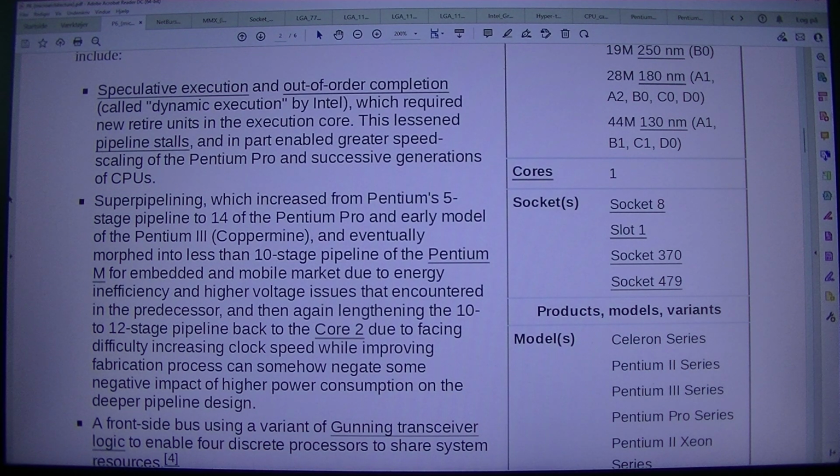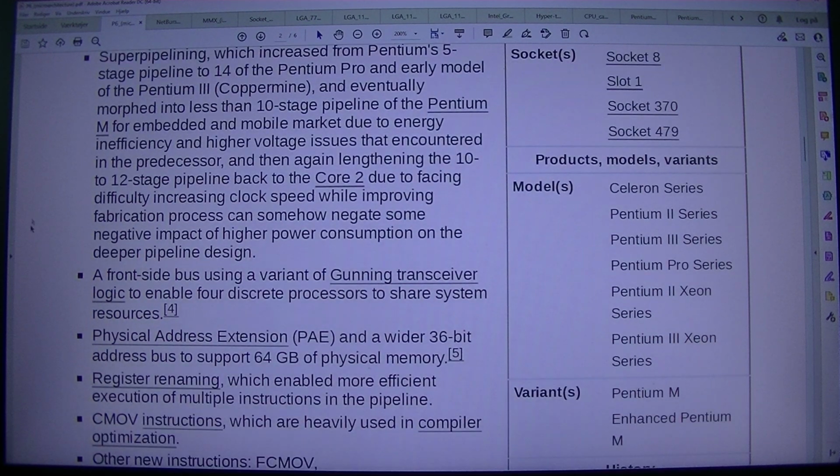Super pipelining, which increased from Pentium's 5-stage pipeline to 14 stages in the Pentium Pro and early models of the Pentium 3, Coppermine, and eventually morphed into the less than 10-stage pipeline of the Pentium M for the embedded and mobile market due to energy inefficiency and higher voltage issues encountered in the predecessor, and then again lengthened to a 10 to 12-stage pipeline in the Core 2 due to difficulty increasing clock speed, while improving the fabrication process can somehow negate some negative impact of higher power consumption on the deeper pipeline design.